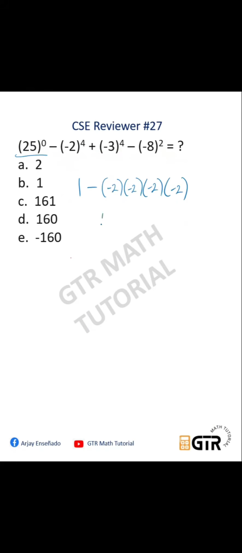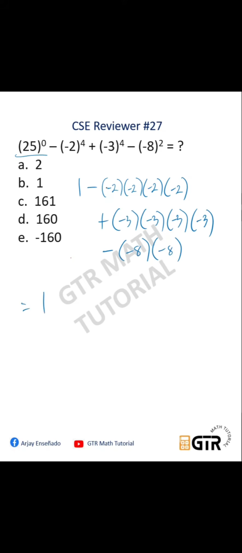And then we have plus negative 3 to the fourth. So that is negative 3 times negative 3 times negative 3 times negative 3. And then we have minus negative 8 squared. So we have negative 8 times negative 8. So let's just simplify. We have 1.